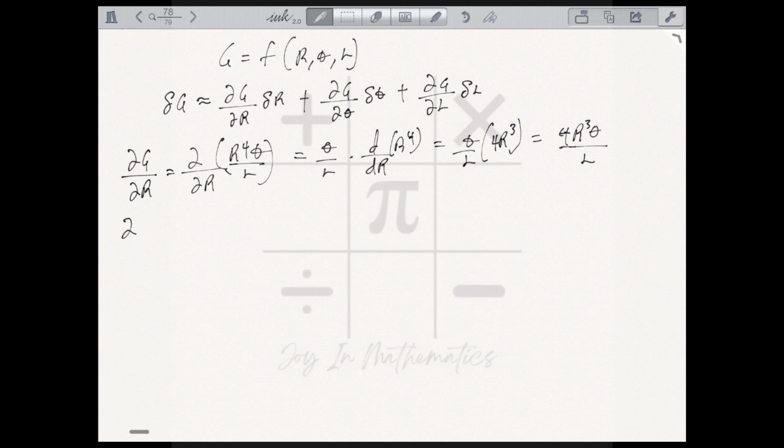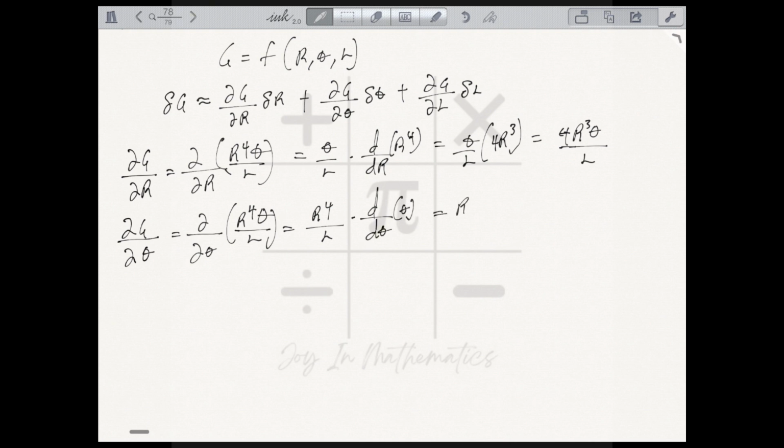Now let's evaluate the partial derivative of G with respect to theta, and that will be the partial derivative with respect to theta of R raised to power 4 theta divided by L. Since we are dealing with theta, then R raised to power 4 over L are constant, and the differential of theta with respect to theta gives 1. That will give us R raised to power 4 over L multiplied by 1, that's R raised to power 4 divided by L.